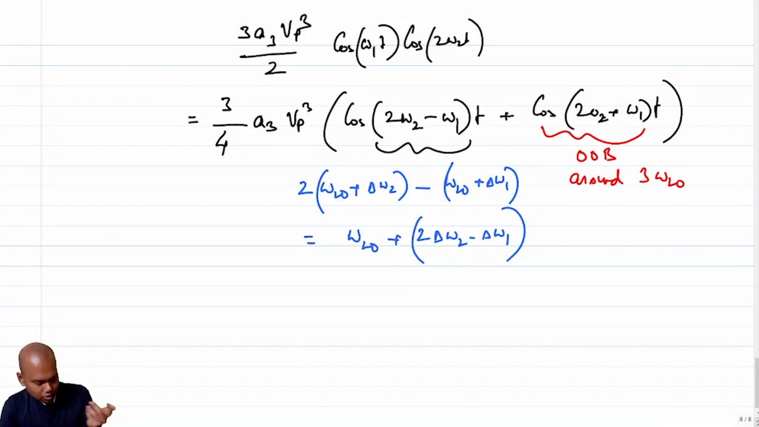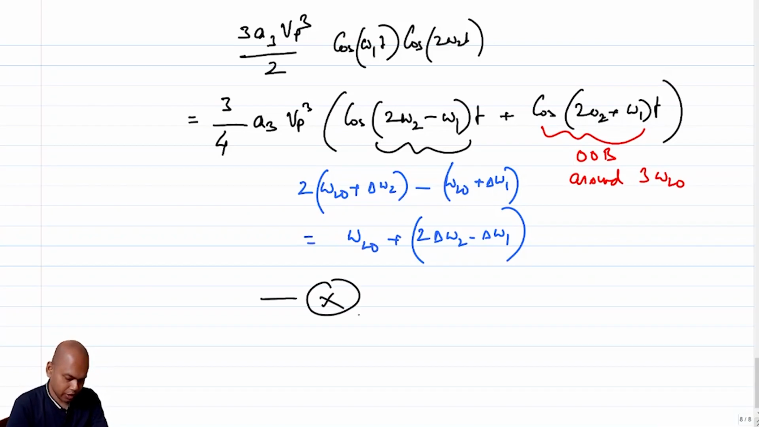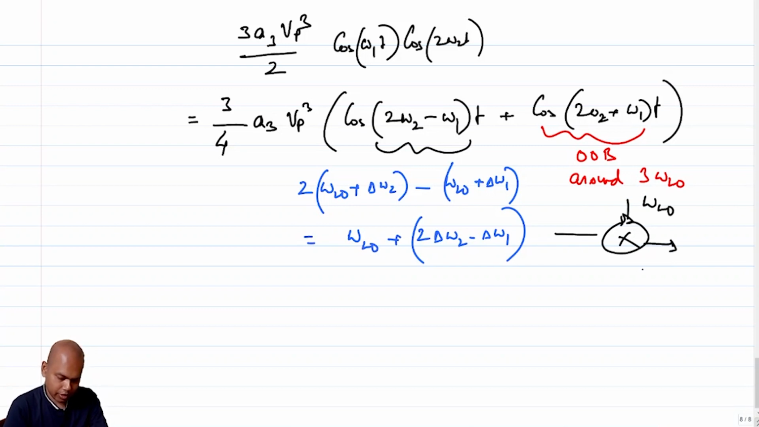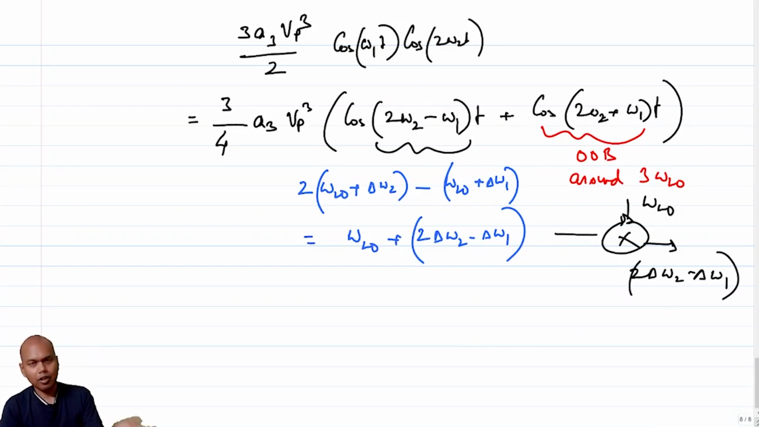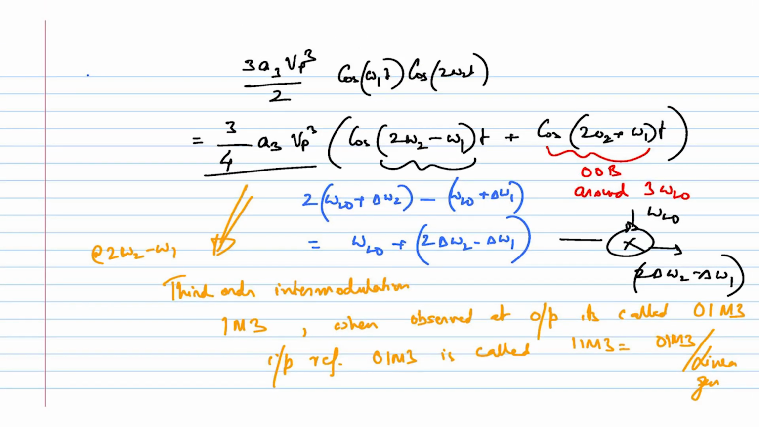So now after mixing, I just say that this goes here and it mixes with omega LO. So what do you get? You get the term of 2 delta omega 2 minus delta omega 1, and after low pass filtering, this is going to come out, right? So what is the strength of this term? The strength of this term is 3 by 4 a3 times v cube.